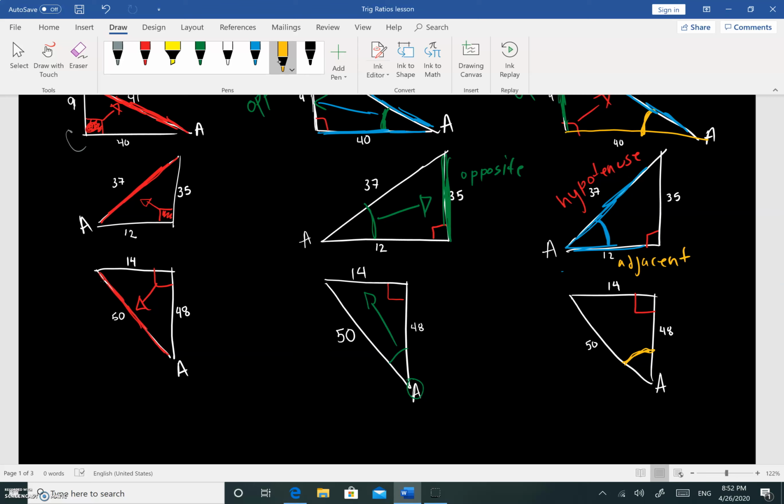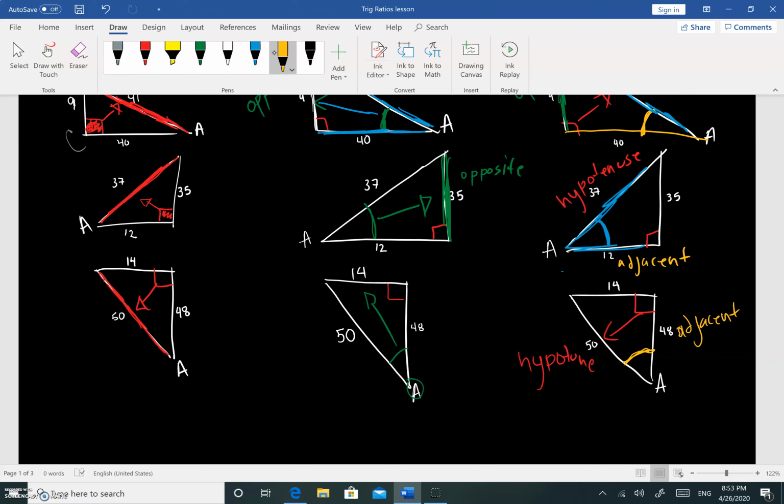If you answered 48, you are correct. It's not 50 because 50 is the hypotenuse. It has to be 48. So 48 is the adjacent, and 14 would be the opposite.